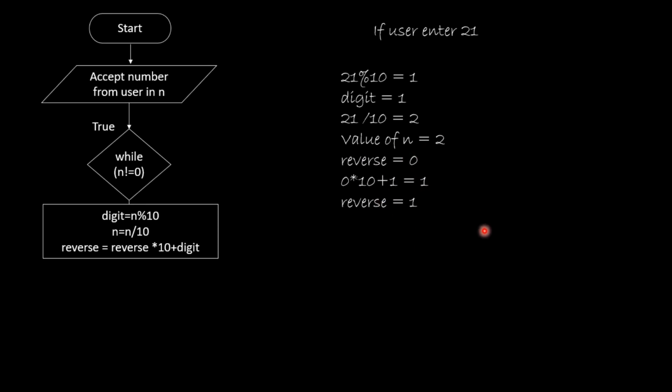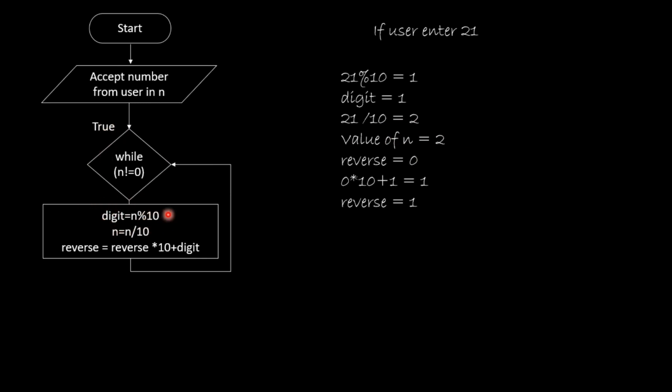Again the control goes from here to here. It will again check the condition. Now what is the latest updated value of n? Here the latest updated value of n is 2. Now n is not equal to 0? Yes, it is not equal to 0. This condition will be true again and this statement will execute again.